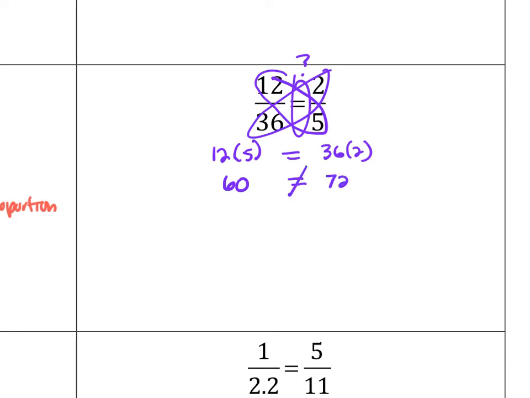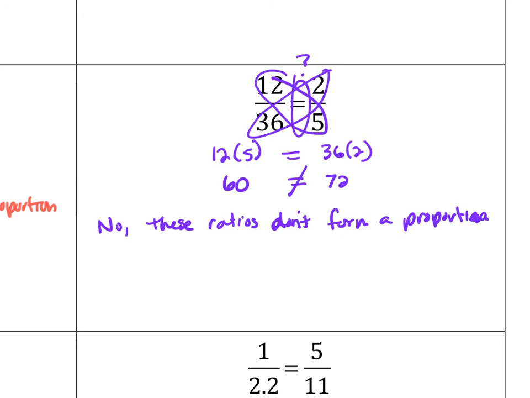And we can see that they're not equal. And what that ultimately tells us is no, these ratios do not, or don't, if you don't mind me using that, form a proportion. We can tell because their cross products are not equal to each other.